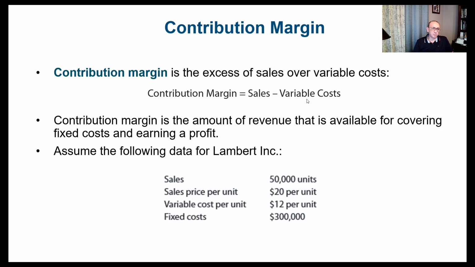So let's see an example. Assume the following data for a company called Lambert. We have sales of 50,000 units, a sales price of $20 per unit, a variable cost per unit of $12, and a fixed cost of $300,000.